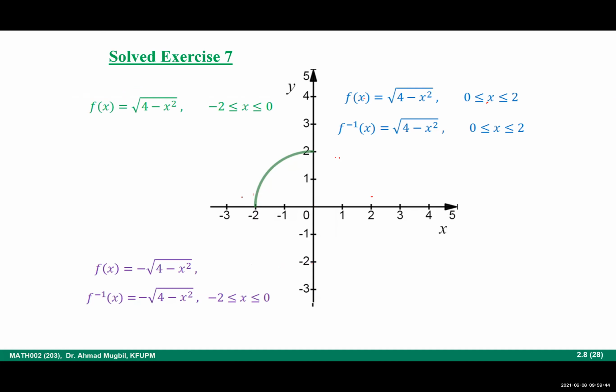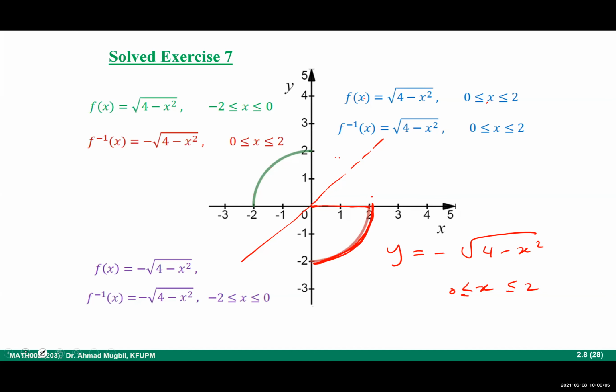Now what will be the inverse, ya shabab? Just draw the line y equals x. If you reflect this, this will come here. This is the reflection. And what will be the equation of this function here? Y is negative square root of 4 minus x squared. And what is the domain? X between what and what? Between 0 and 2. So this is the graph of the inverse.